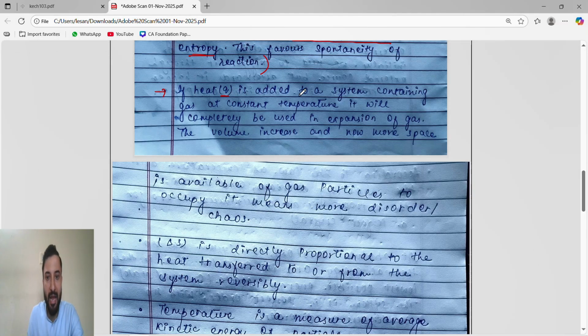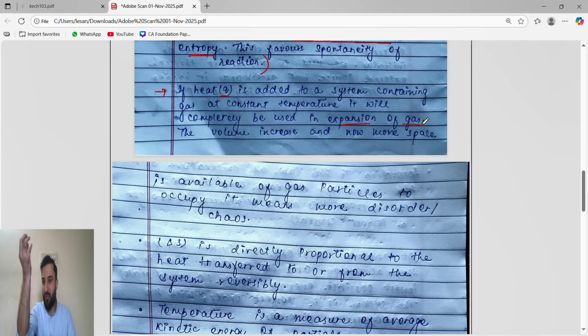If heat is added to a system, suppose heat is added to a system, it means the system is absorbing the heat, an endothermic process. So what will happen? If heat is added to the system containing gas at constant temperature, it will completely be used in expansion of gas. Obviously.